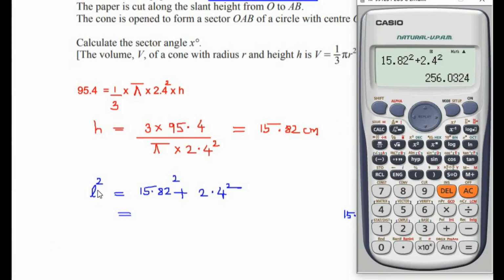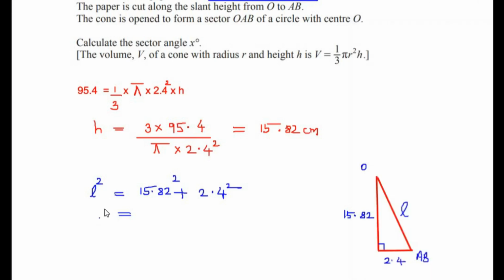256.0324. But we have to find the length, not the length square. So we are going to square root it and get the value of the answer. And that gives us 16.00, or we can round it off as 16. So we have the slant height now as 16 centimeter.